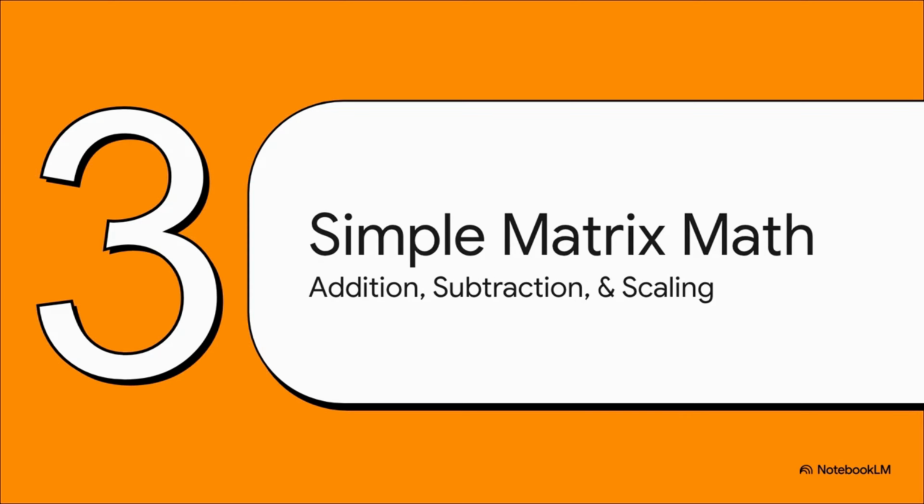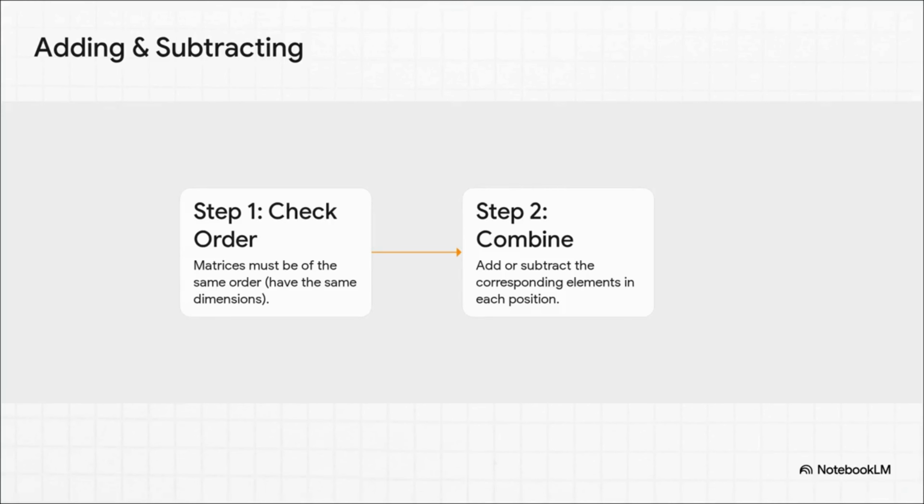We're going to start with the most basic, most intuitive things you can do with them: addition, subtraction, and scaling. The rule here is incredibly simple. You'll love it. To add or subtract two matrices, they absolutely must be the exact same size. You can't add a little 2x3 matrix to a big 4x4. But if they do match, you just combine the numbers that are in the same spot. Top left adds to top left, bottom right adds to bottom right. You get the idea. It's that easy.